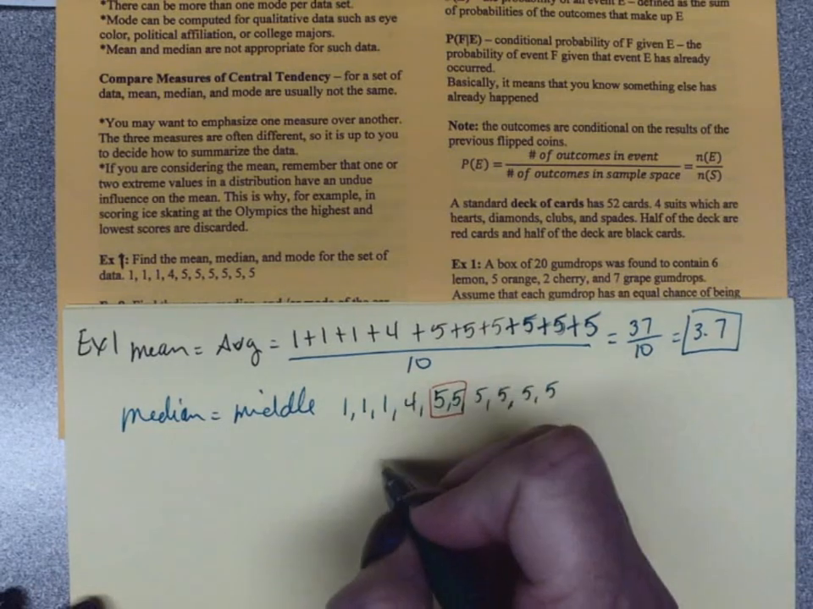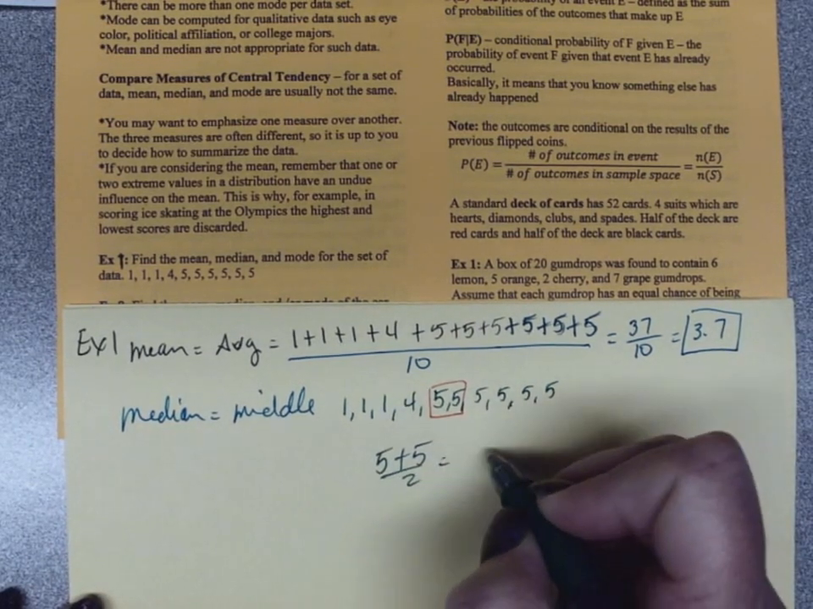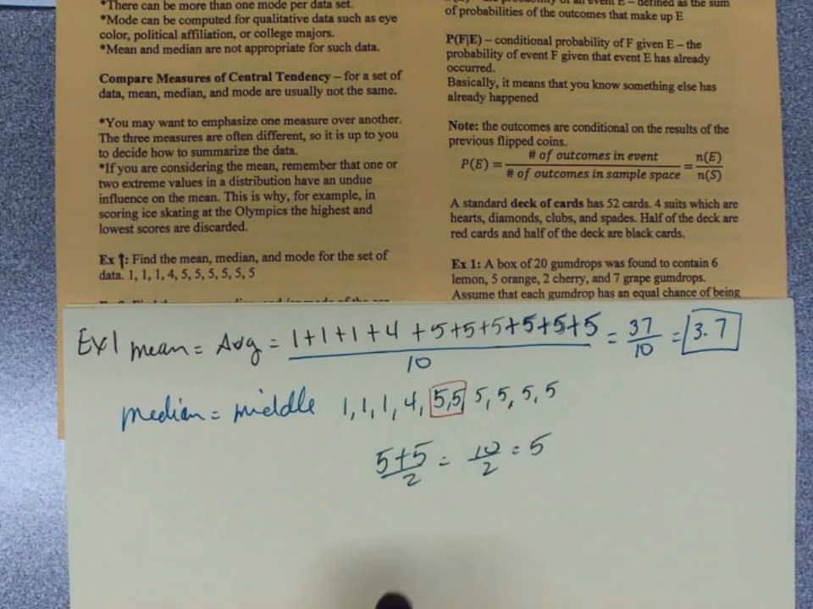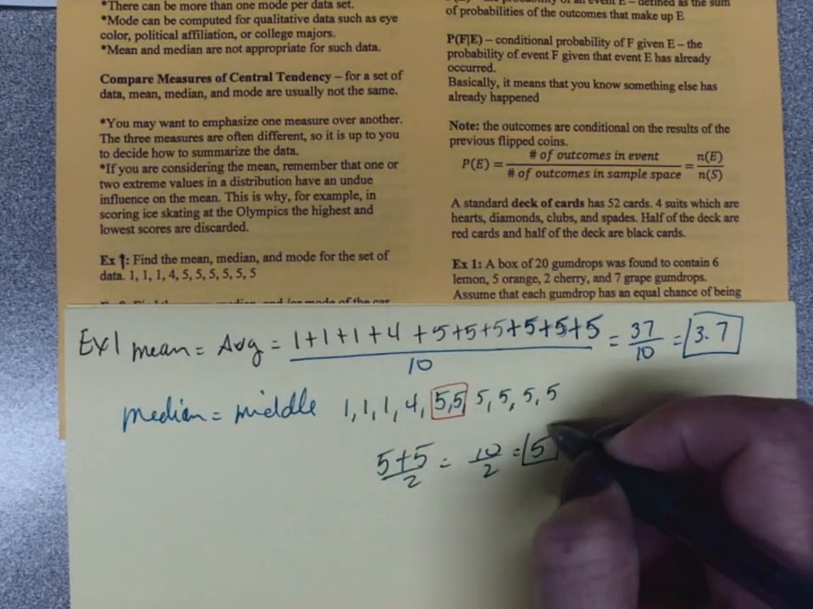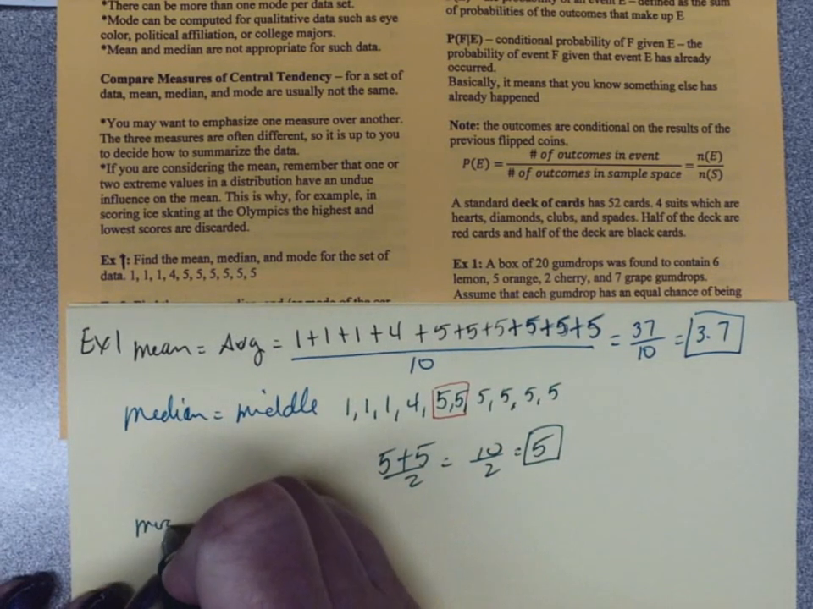So what we're going to do is take our 5 plus 5 and divide by 2, which will get us 10 divided by 2, which equals 5. It will not always equal the number that we have, but because they are the same number, we're going to get exactly what we put in there. So that's our median. And now we need to look for our mode.